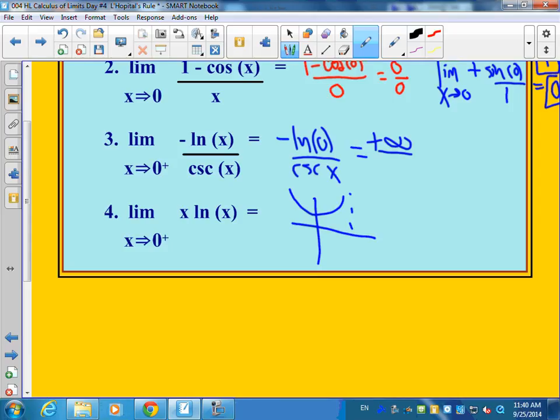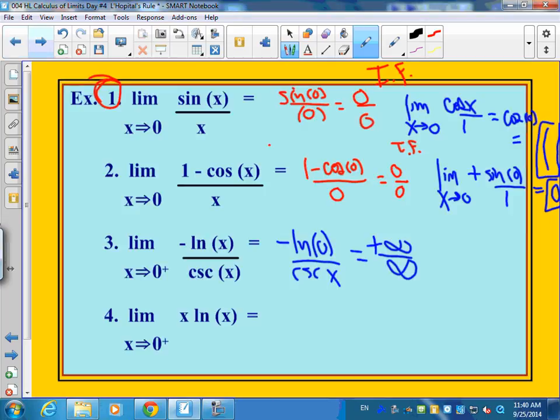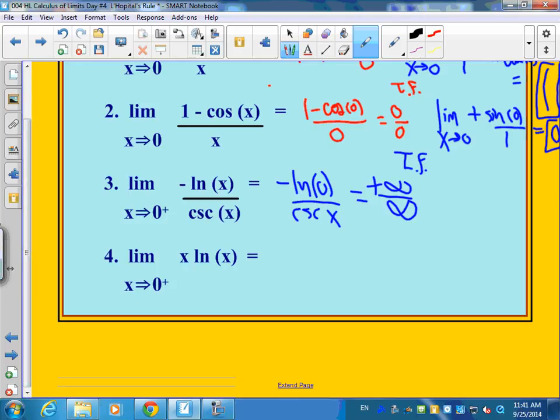And then cosecant x looks like this. Nope, that's not correct. That was secant. Looks like that. As x approaches 0 from the right, cosecant goes up to positive infinity. So go to my list of indeterminate forms and see if infinity over infinity is one of them. Is it? Yep. So this is I.F.